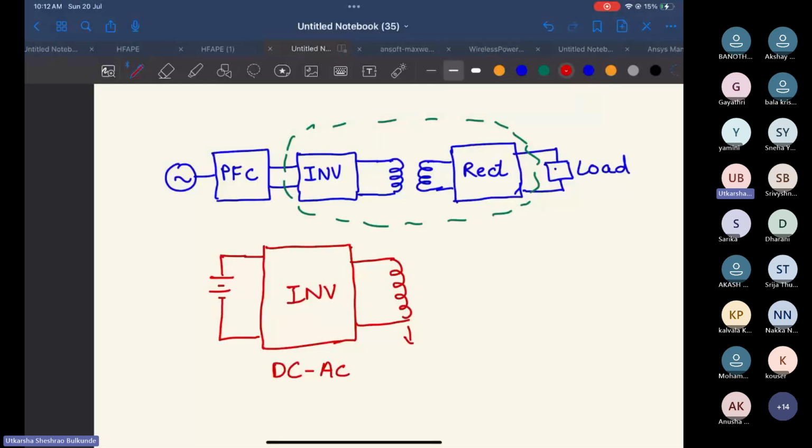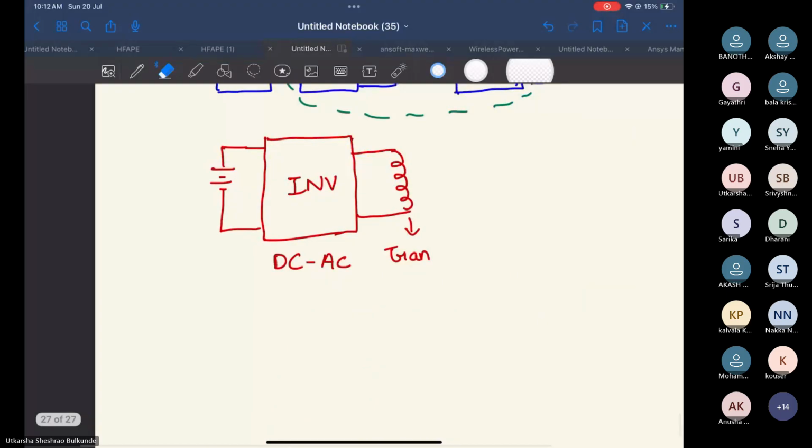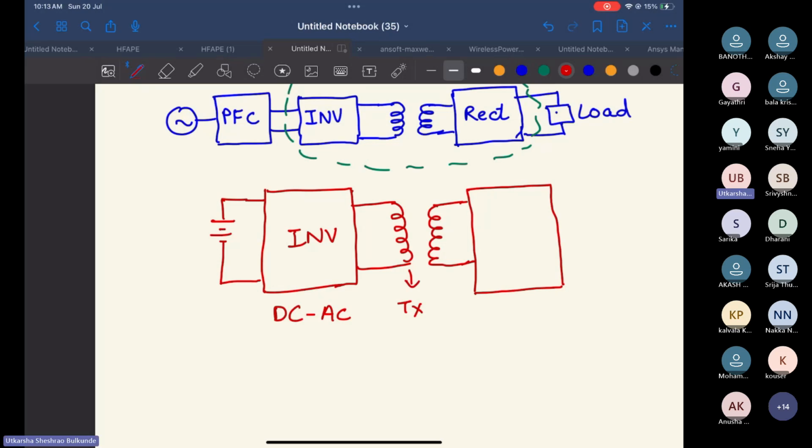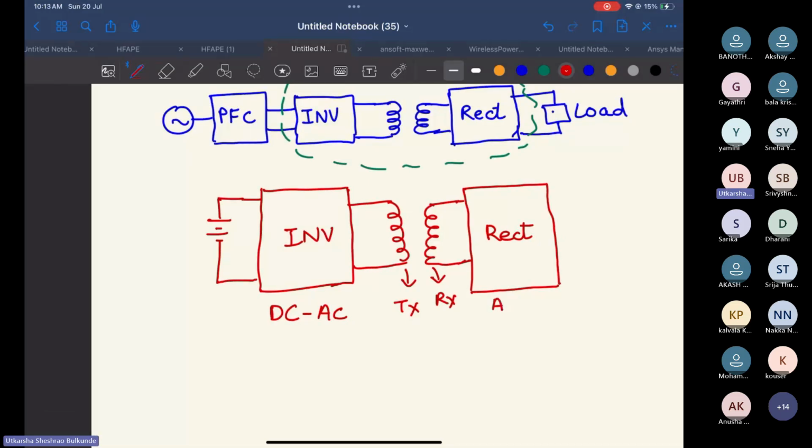Then this is your transmitter coil, and this is your receiver coil. Then what the rectifier does is convert the AC to DC.